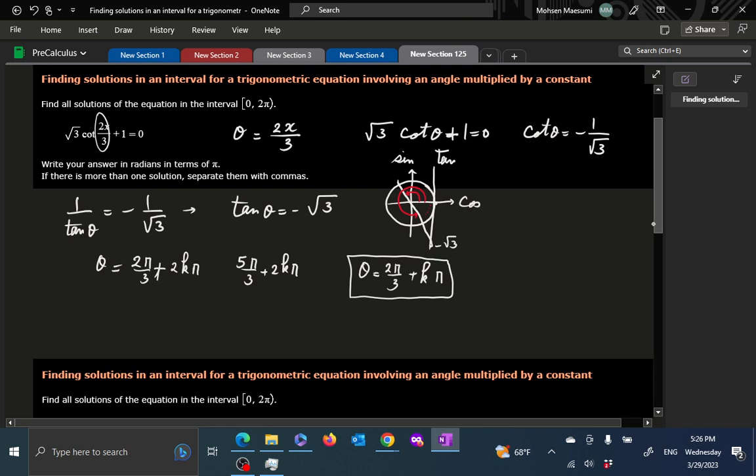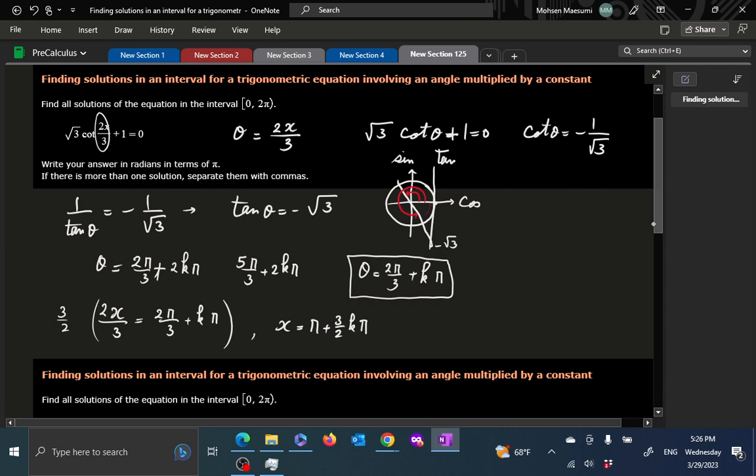Next, we say theta was 2x over 3. So 2x over 3 is equal to 2 pi third plus k pi. To solve, I take my equation and multiply by 3 halves to cancel 2/3 on this side. So x becomes pi plus 3 halves of k pi.